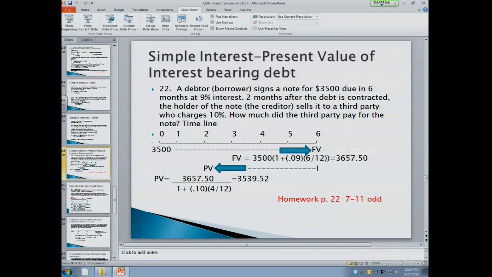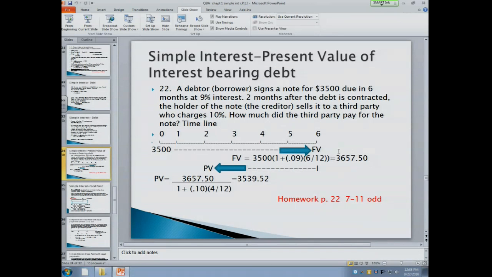You solve this as two separate problems. The first problem is the first sentence. You borrow $3,500 for 6 months at 9% interest. You find the future value. Here's the timeline. Here's $3,500, 6 months. You must find the future value of it because it's a security. It's a negotiable security.